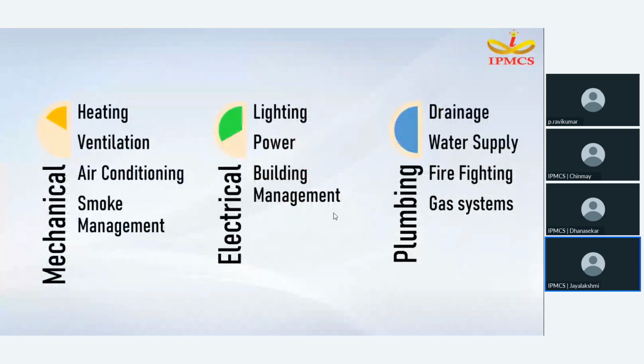Let us look into the main elements: mechanical, electrical, and plumbing. Mechanical includes heating, ventilation, air conditioning, smoke management, etc. Electrical includes lighting, power, building management, etc. And plumbing includes drainage, water supply, firefighting, gas systems, etc.